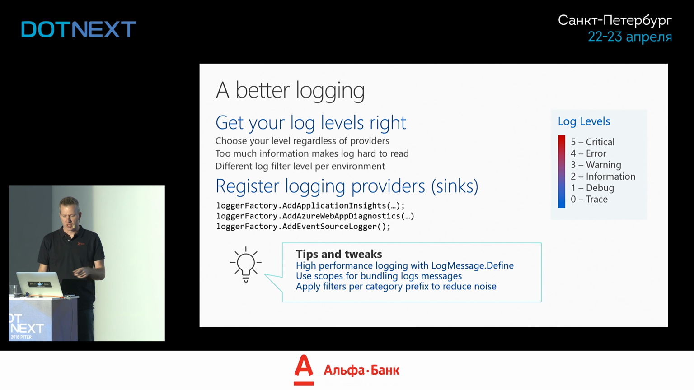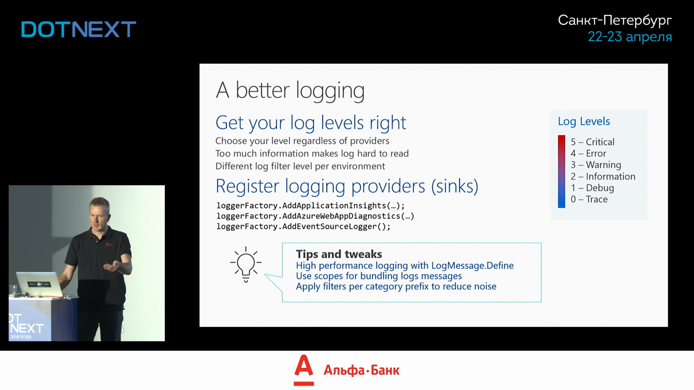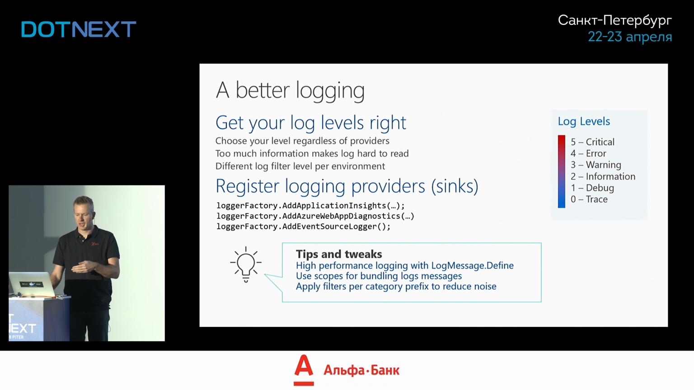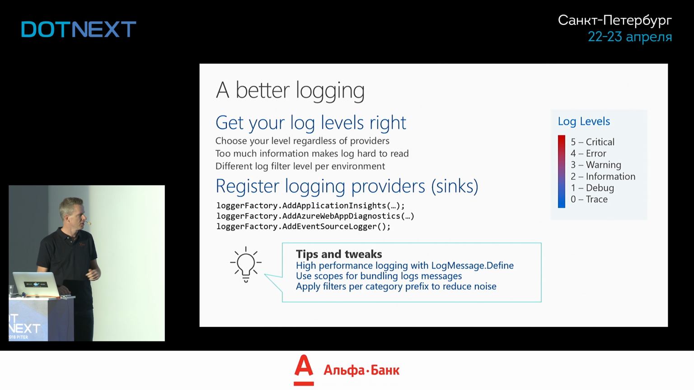There's some tips and tweaks. If you need to do high performance logging, you can actually do the event source one, that is ETW, event tracing for Windows. That's really low level, low latency. But still, if you start logging, you allocate all these objects. There's LoggerMessage.Define, which is a lesser known way of doing it. But I'll show that in the code in a bit. And you can even apply filters per category.